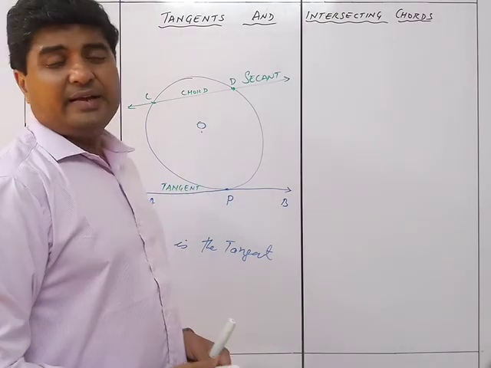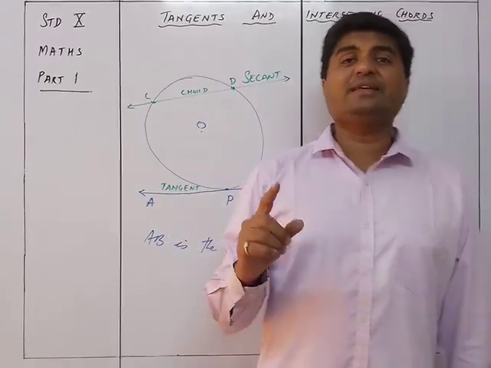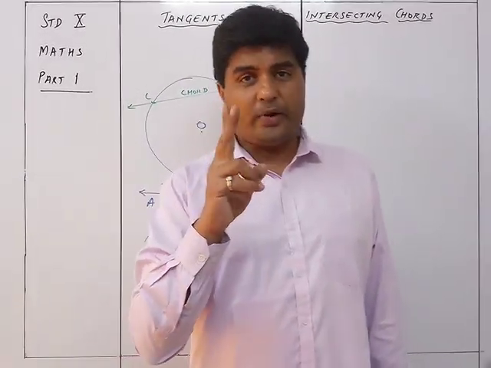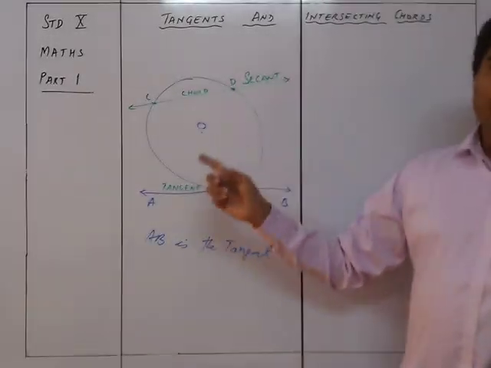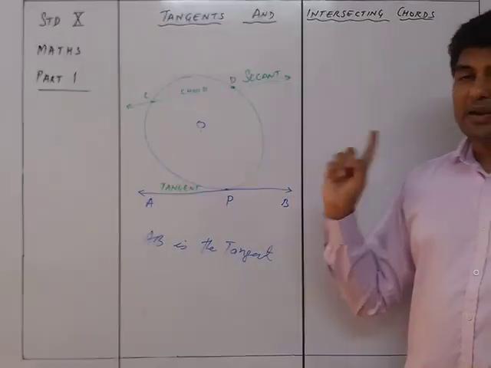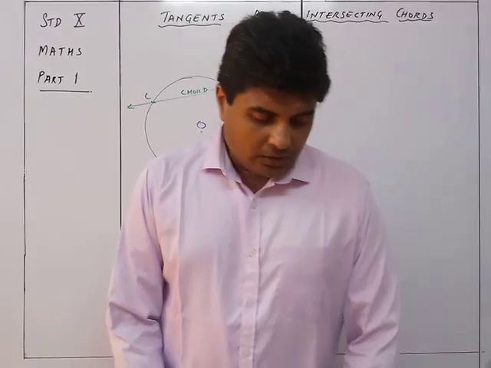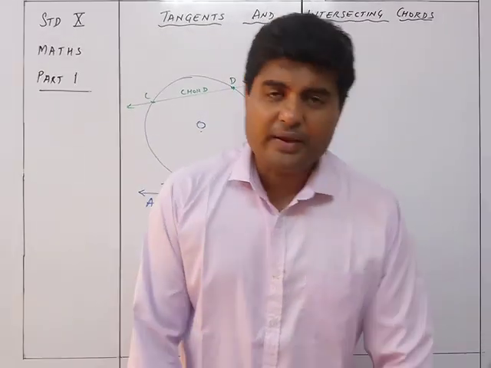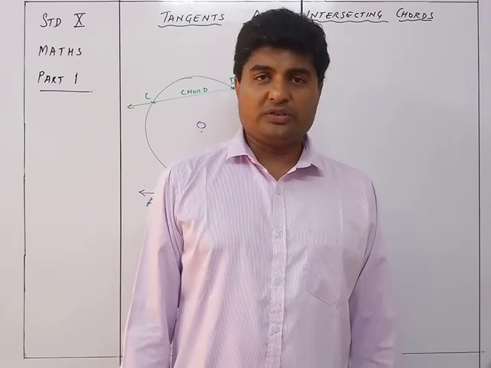Tangent is the one which touches the circle at only one point, whereas secant is the one which touches the circle at 2 points. If the line is touching the circle at 2 points, it is called a secant, and it cuts a chord CD. When it is touching the circle at only 1 point, then it is called a tangent. So we have over here the first property of the tangent. The properties of the tangents are what we are going to study now.